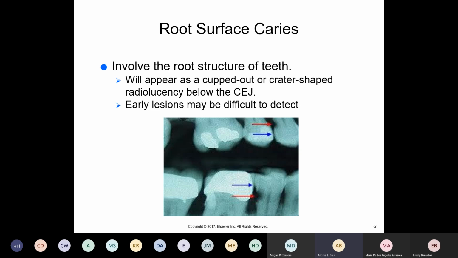They appear as a little cupped out area or crater-shaped radiolucency right below the CEJ. You can see where these arrows are pointing, and they're showing you that radiolucency right below that CEJ. Again, early lesions in root surface caries are difficult to detect on X-ray, but if you get in the mouth and do a clinical exam, you can see them because there's recession and the root is exposed.